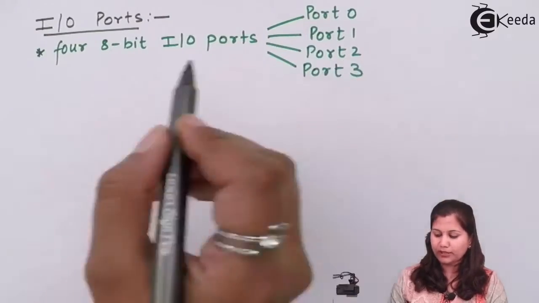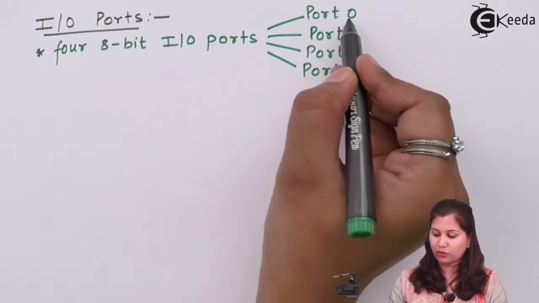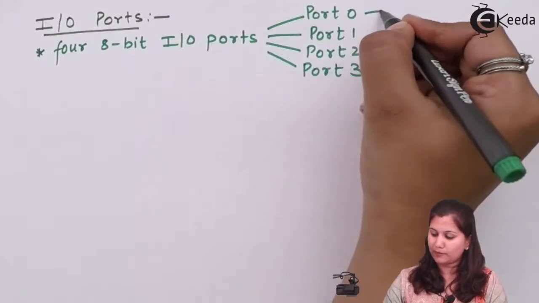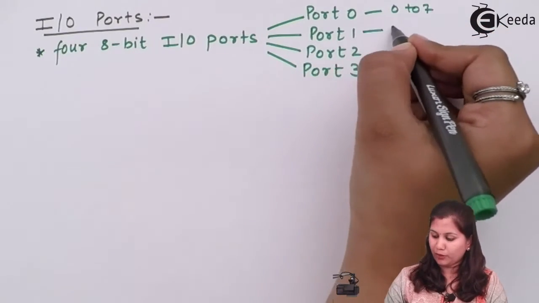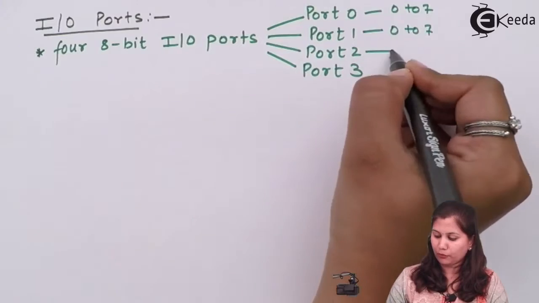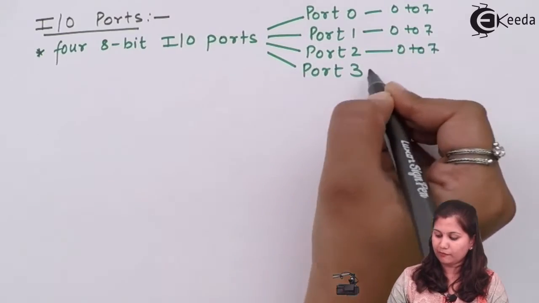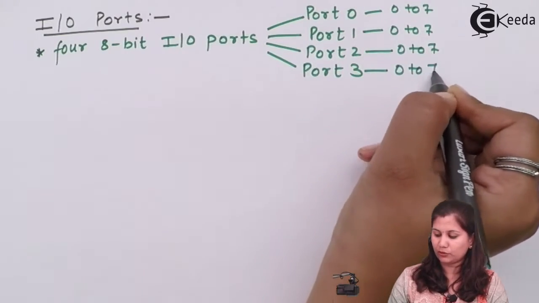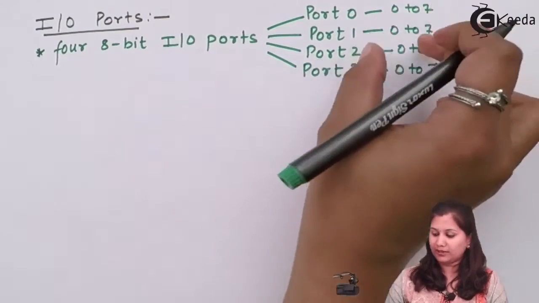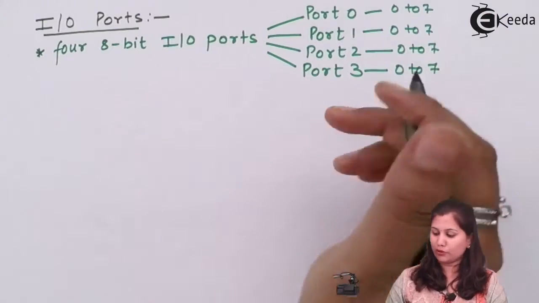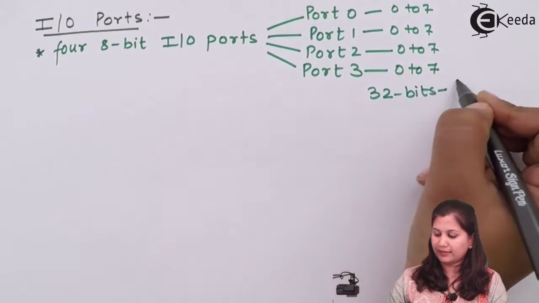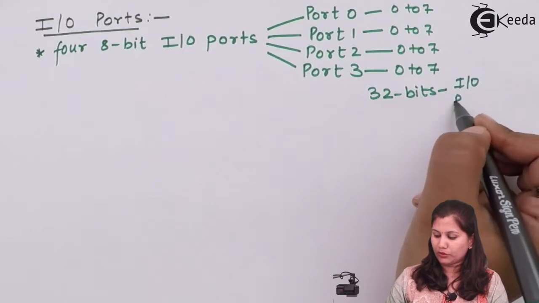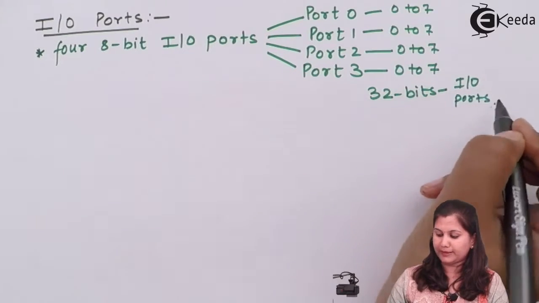As each port is of 8 bits, port 0 will have 8 bits from 0 to 7. We have port 1, for port 1 also 0 to 7, for port 2 also 0 to 7, and for port 3 also we have 0 to 7. So these are the 8 bits for the 4 ports. So we will have a total of 32 bits which can act as input output ports or input output pins.